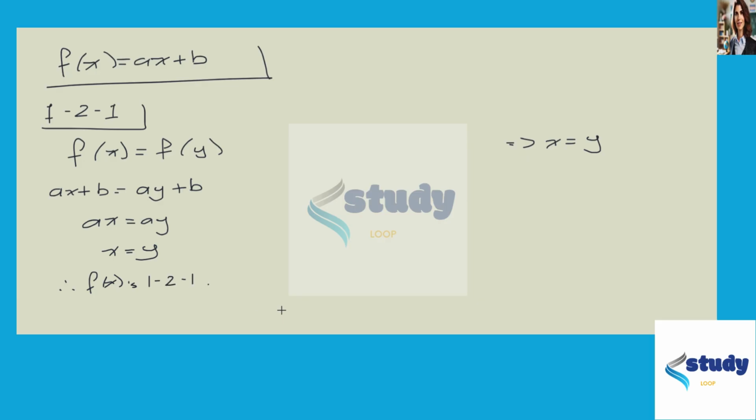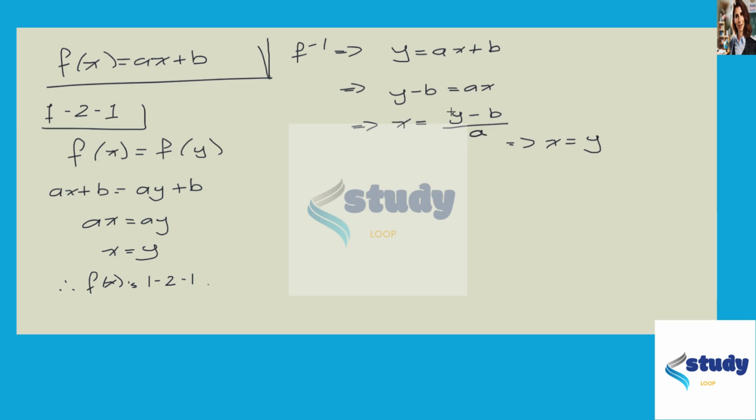Now to prove it's onto, it's probably easier first to find the inverse of this function, so that is f inverse. So to do this, you just let y be f of x. So you have y is equal to ax plus b, and you just want to solve for x. So then you subtract b. So y minus b is equal to ax. Dividing by a, you have x is equal to y minus b, over a.